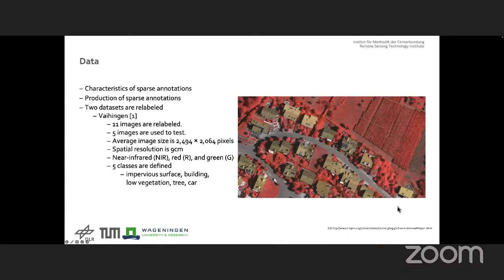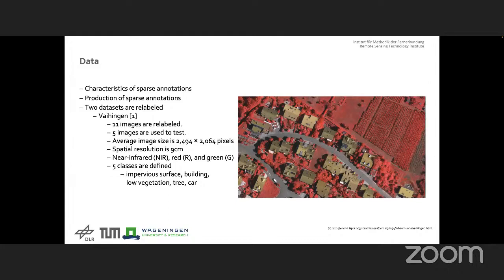Now let's come to the two datasets we used in this work. The first one is the Vaihingen dataset, which is proposed by ISPRS. In this dataset, 60 images and their pixel-wise annotations are available. Among these images, we relabel 11 images and use the other 5 images with pixel-wise dense annotations to test the network performance. The average image size is 2,494 by 2,064 pixels, and their spatial resolution is 9 centimeters per pixel. And 3 bands are included. They are NIR, R, and G.